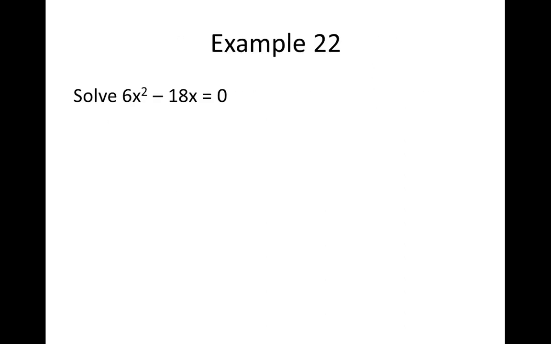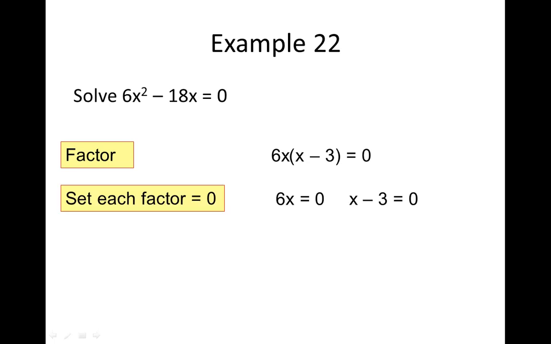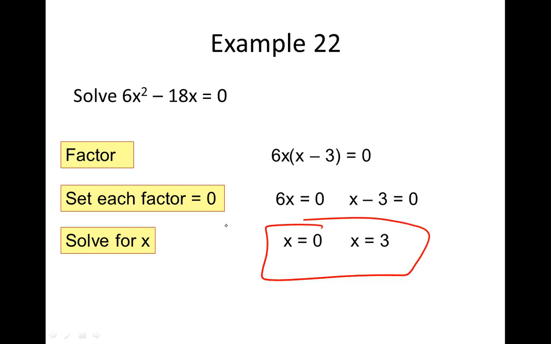So again, step 1, we're going to factor. Pull out your 6x, you get 6x times x minus 3 equals 0. Step 2, set each factor equal to 0. I have 6x equals 0, x minus 3 equals 0. Those are my two factors. And then solve for x. I get x equals 0, x equals 3. That's my answer. I can plug both of these in as a check in for x, and I should get a true statement.